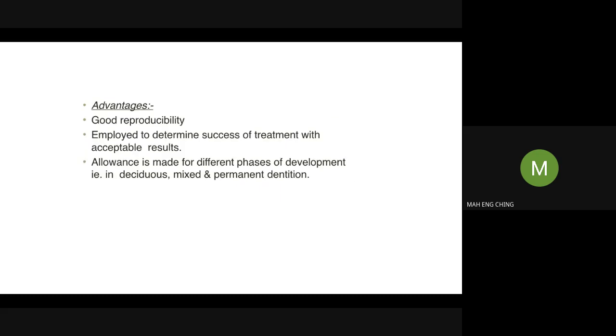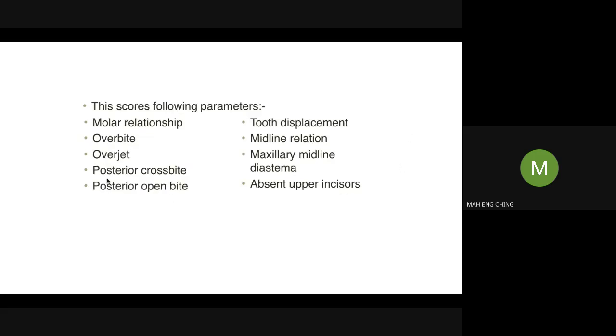They have good reproducibility. It means every time people score, they get the same result. They are employed to determine the success of treatment with acceptable results. Allowance is made for different phases of development, so they will score the patient according to different stages, deciduous, mixed, or permanent dentitions. So they are more flexible because they are based on these parameters, or the occlusal traits.